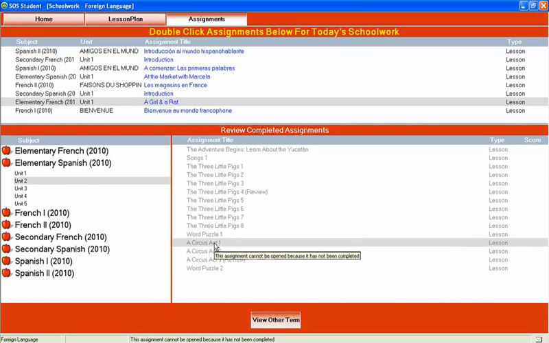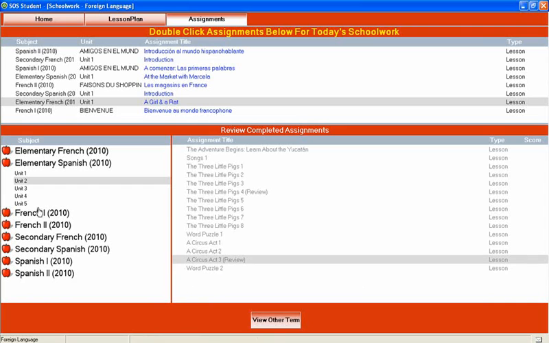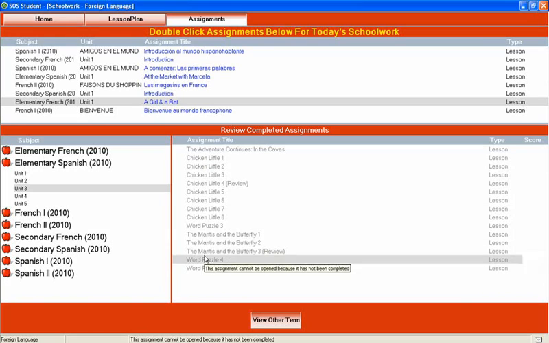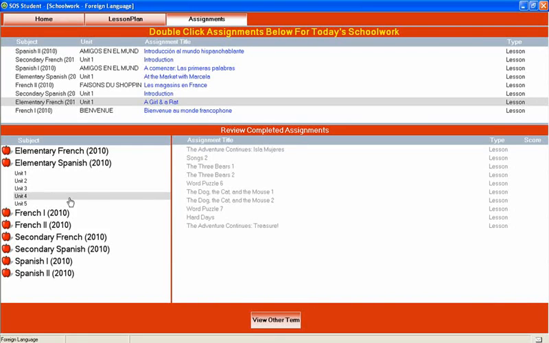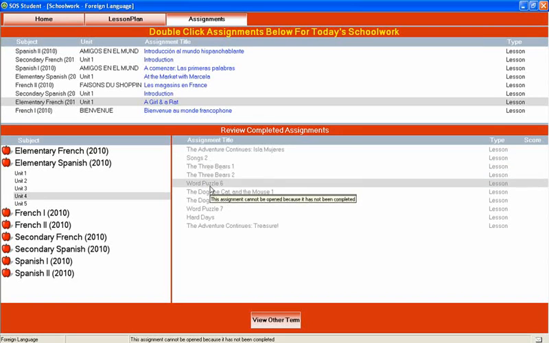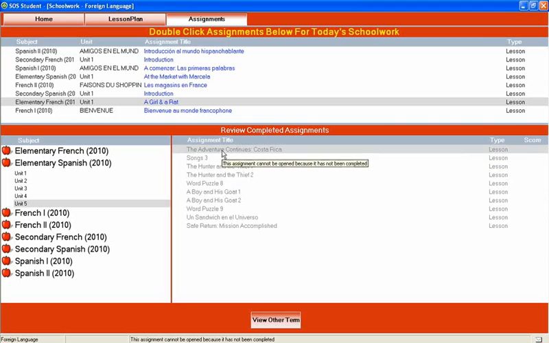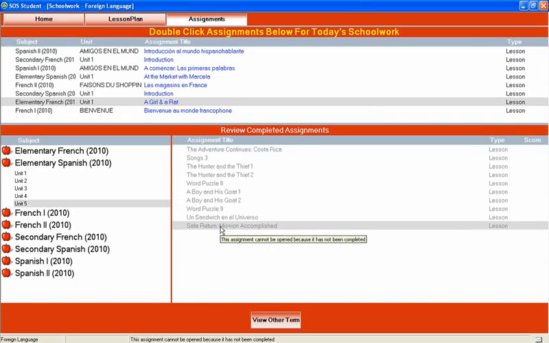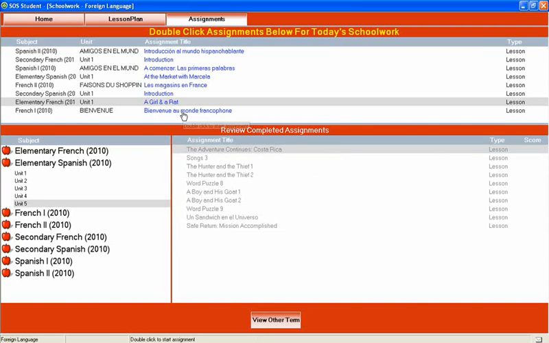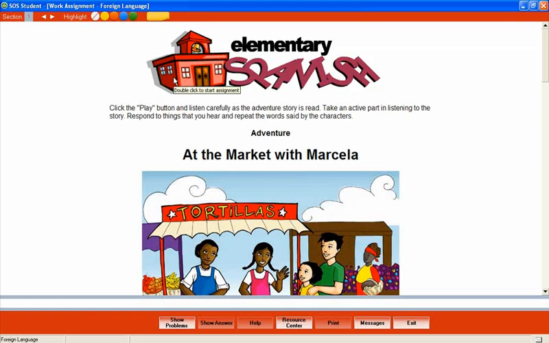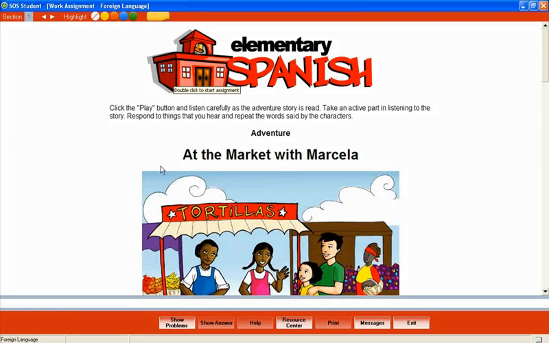The elementary foreign language courses offer an effective blend of audio, visual, and text-based activities that introduce children to the language. Listening exercises, fun interactive games, vocabulary activities, and review questions provide a multisensory learning environment for your young student. Now let's take a look at some of the instructional methods that are utilized in elementary Spanish lessons.